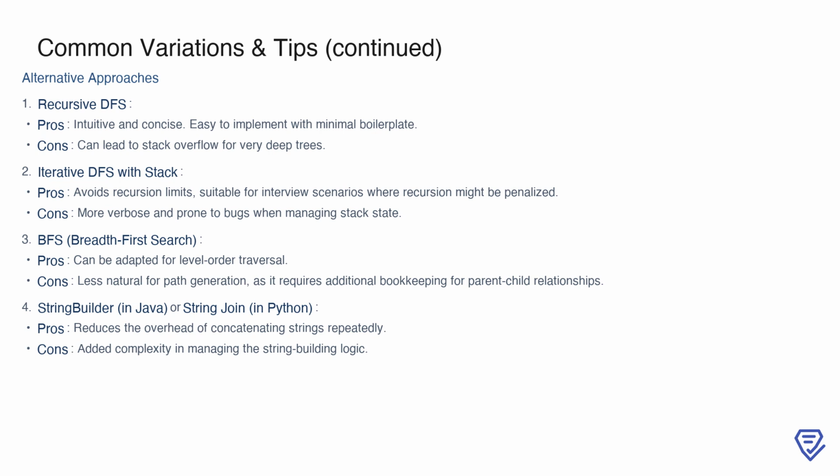There are several alternative approaches you can explore for this problem, each with its pros and cons. Recursive depth-first search is one of the most intuitive methods. It's concise and easy to implement, making it a great choice for smaller trees. However, for very deep trees, recursion can lead to stack overflow, especially in languages that don't optimize tail recursion.